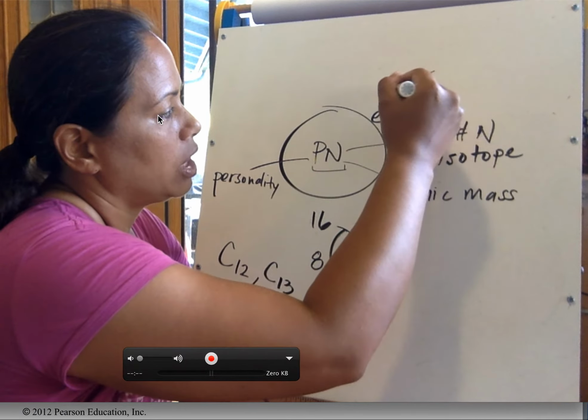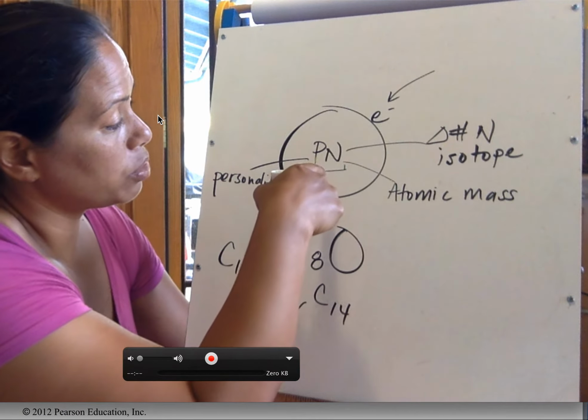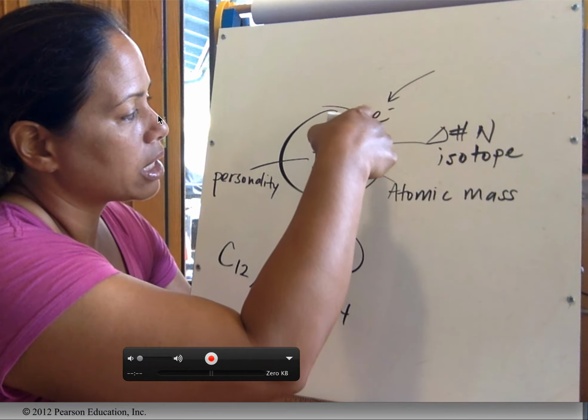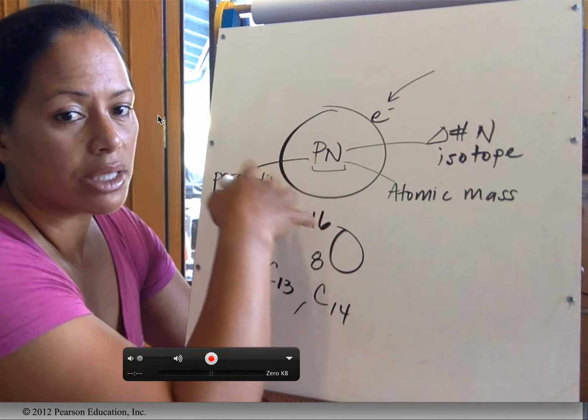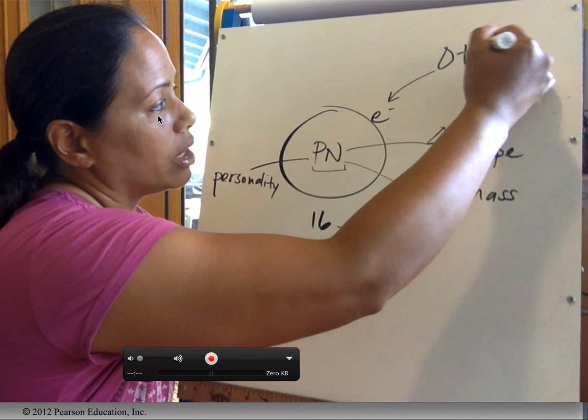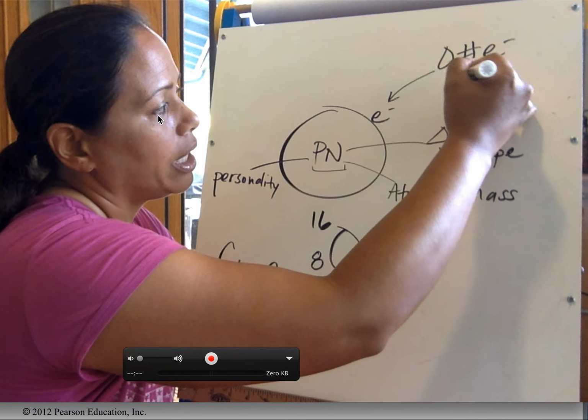Electrons, if I change the number of electrons, you notice the difference between the two? Protons and neutrons are found in the nucleus of the atom, whereas the electrons are kind of floating outside in an electron cloud. If I change the number of electrons, we call that an ion.